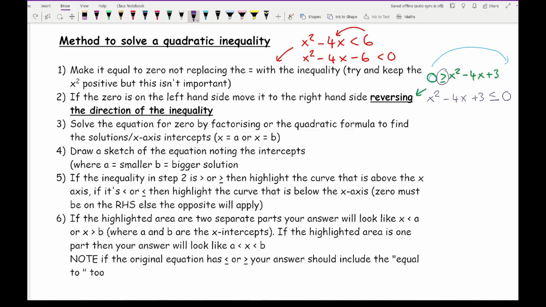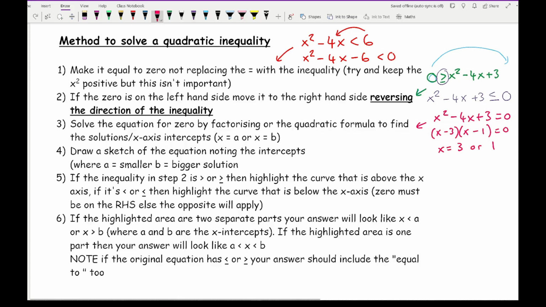Step 3 then says solve the equation for 0 by factorizing or using the quadratic formula to find the solutions, or the x-intercepts, where x equals, most commonly, 2 values. So for this step you want to actually go on to solve it. Here I've got x squared minus 4x plus 3 is equal to 0. Does that factorize? I believe it does. So if I had (x minus 3)(x minus 1) equals 0, my two answers there would be positive 3 or positive 1.